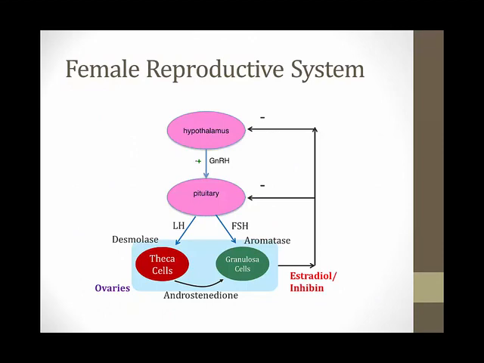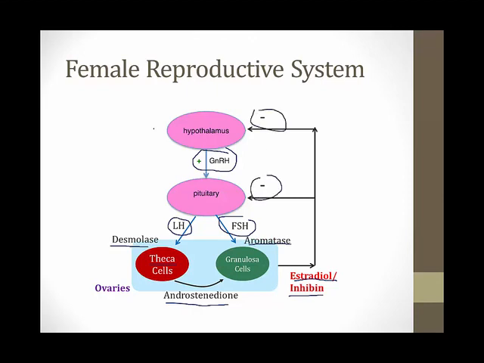Here's an overview of the female reproductive system. The hypothalamus produces GnRH, which stimulates the pituitary to release more LH and FSH. The LH can activate the desmolase enzyme in theca cells so that they convert more cholesterol into androstenedione. The FSH can activate the aromatase enzyme in granulosa cells so that more androstenedione is converted into estradiol. And then the estradiol and also inhibin, which is produced by granulosa cells, exerts negative feedback on the pituitary gland and the hypothalamus.